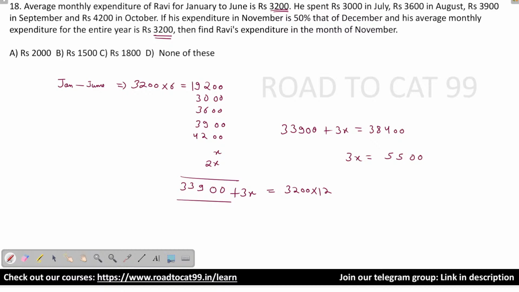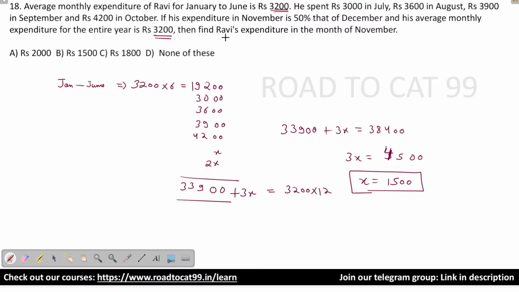Oh, I have to check it. I think we made some mistake here. 33900 is correct. Plus 3x, 3,200 into 12 is 38400 minus 33900. This should be 4,500. So the value of 3x is 4,500, and the value of x is equal to 1,500.